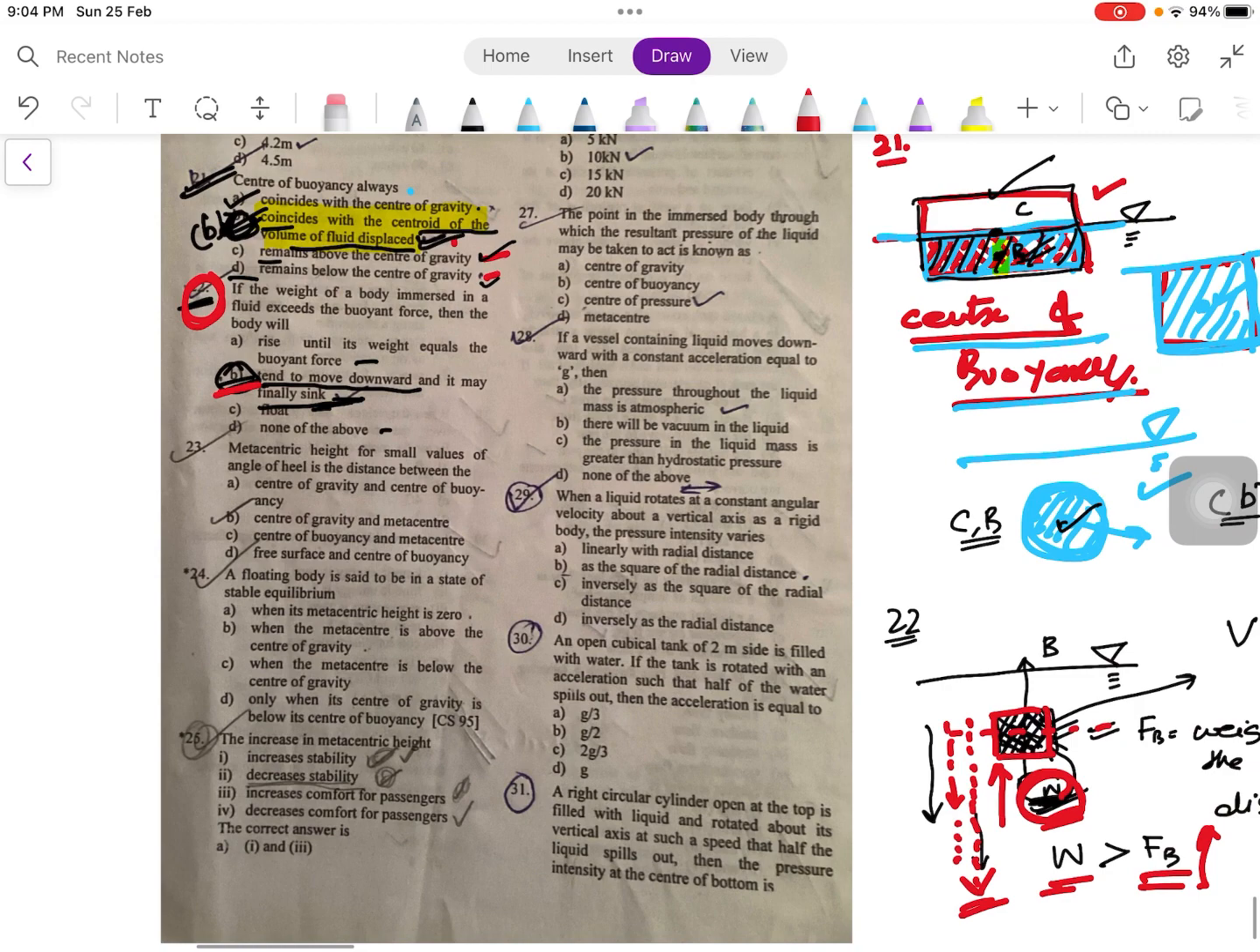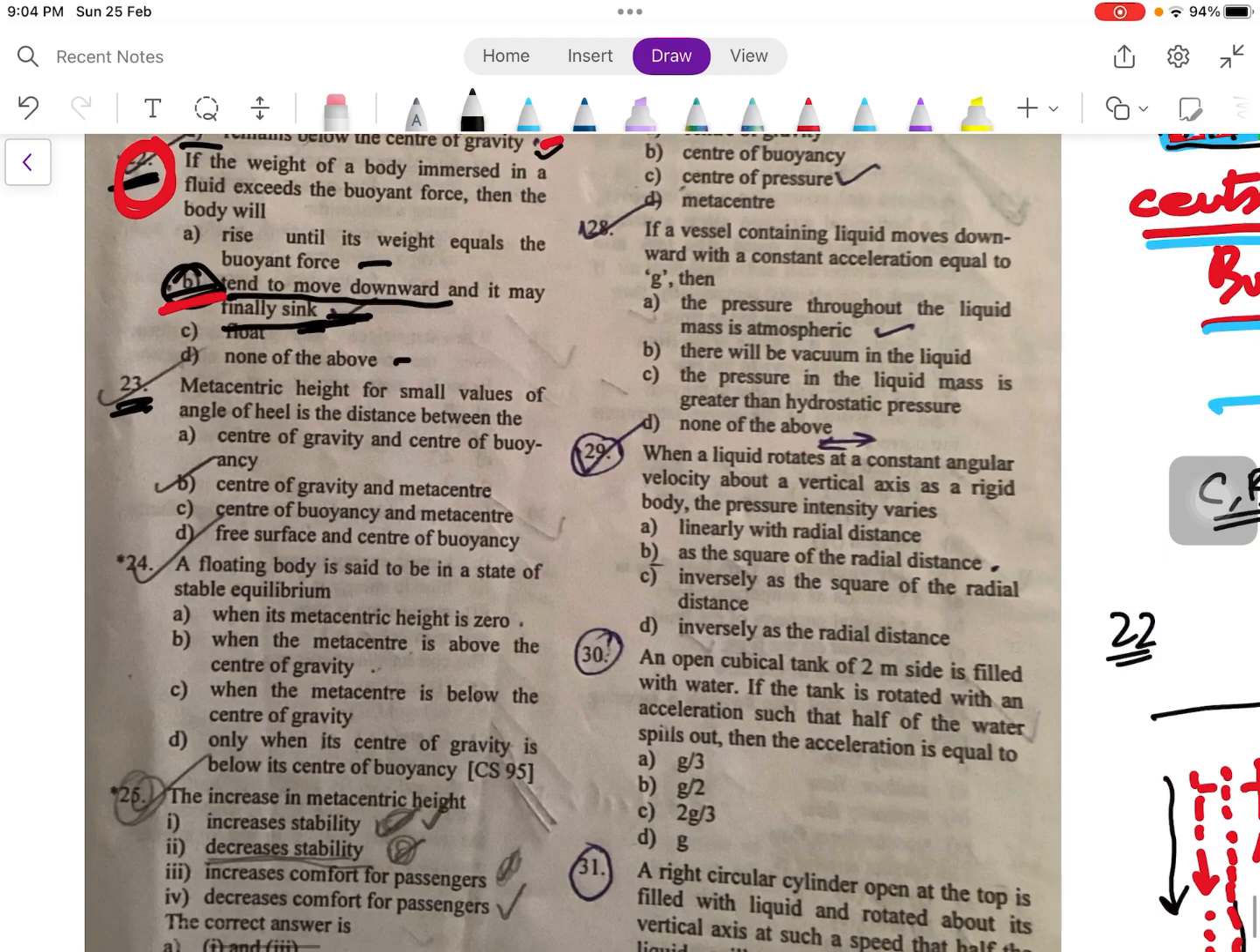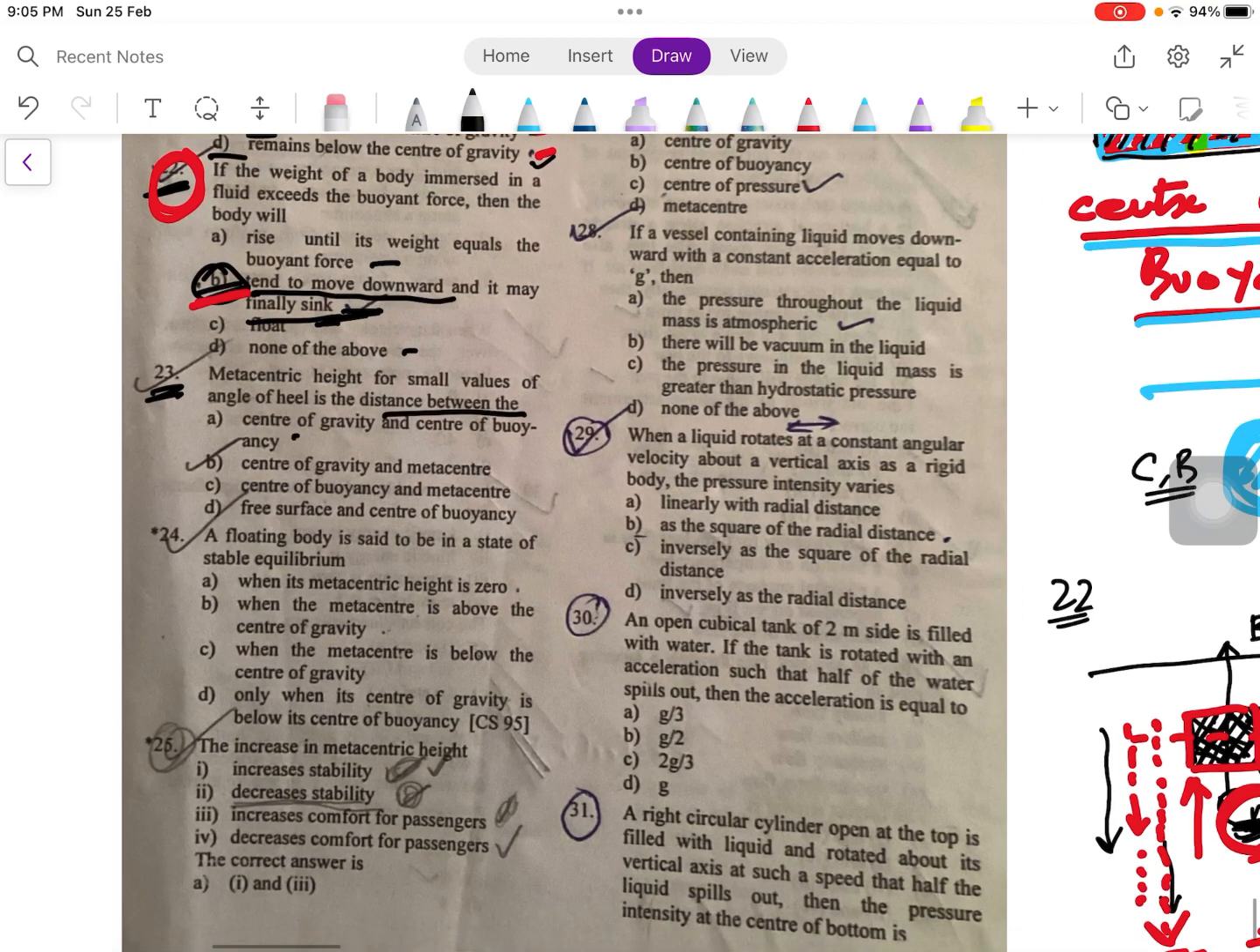Let us take a look at question number 23. Question number 23 says that the metacentric height for small values of angle of heel is the distance between the center of gravity and the center of buoyancy, center of gravity and metacenter, center of buoyancy and metacenter, free surface and center of buoyancy.